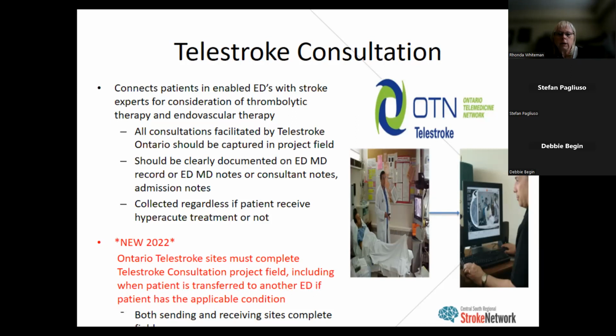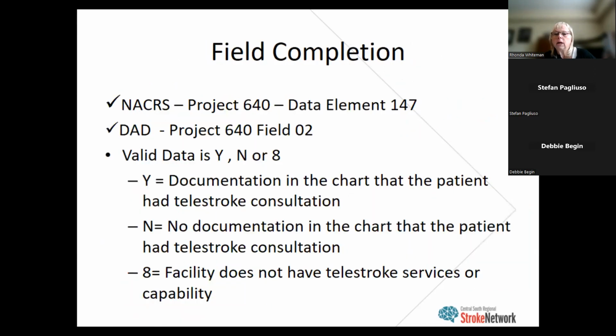If the ED physician's record, their notes, or the consultant notes indicate Telestroke consult, then that would qualify as a Telestroke consultation. It should be collected whether or not the patient received hyperacute treatment. And new for April 2022, all Telestroke sites must complete the Telestroke consultation project field, including when the patient is transferred to another ED with the applicable condition. So in this case, both the sending and receiving site would complete it. Again, documentation is either yes, no, or not applicable, 8. And if the site is not one of those telestroke sites, you would be using 8.